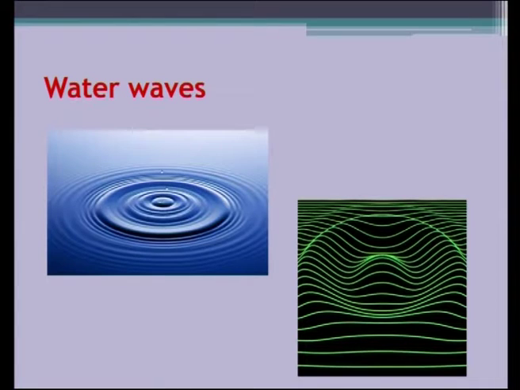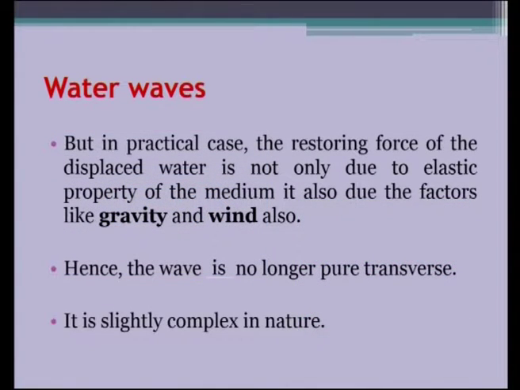So, this visual gives us how the ripples are on the surface of water, but in practical case the restoring force of the displaced water is not only due to the elastic property of the medium, it is also due to factors like gravity and also the wind, which is always blowing above the surface of water. Hence, the wave no longer is pure transverse, it is slightly complex in nature.